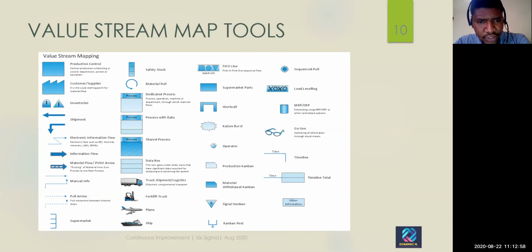So I will send this to us so that you can always crop and use to draw the value stream map, because you need all of this. Something here to show you that this is production control, something to talk about customers, something like the truck that shows logistics. So you pick all of these tools and use them to draw the value stream map. So maybe when we get the soft copy also, it will help us understand better what we need to do.